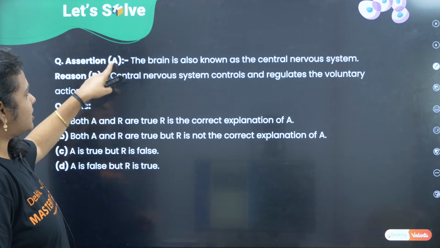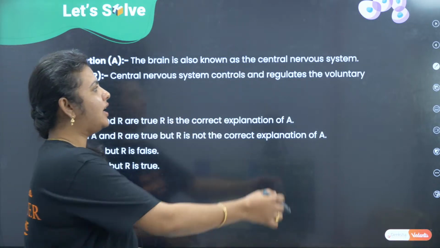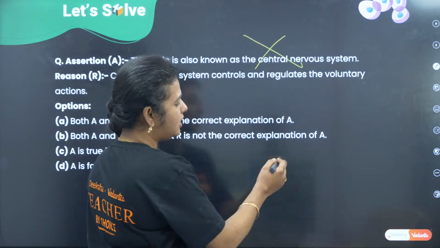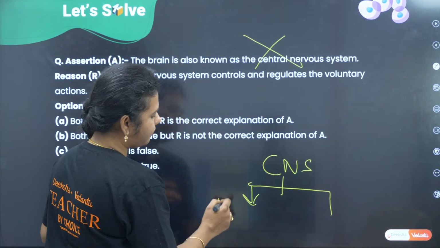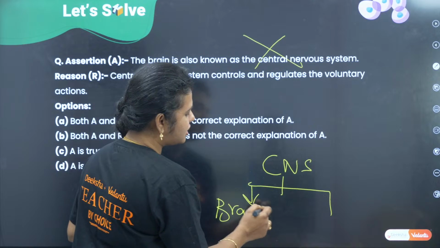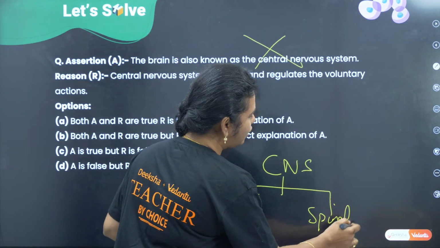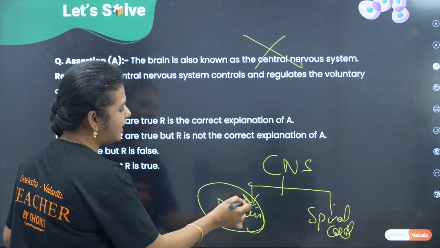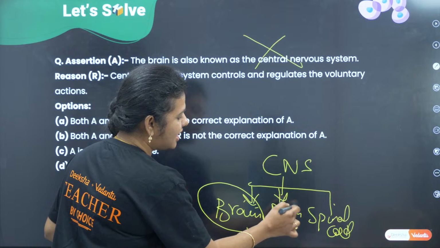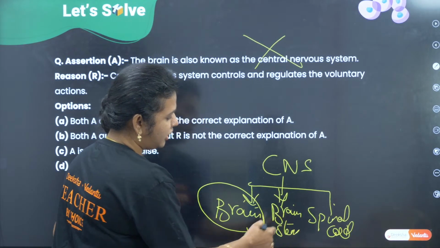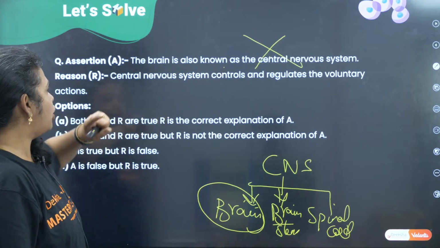So what is the assertion telling? The brain is also known as the central nervous system. Definitely no. Central nervous system is going to be comprising of brain and spinal cord. Correct? So I will not call brain a central nervous system. In fact, we additionally added the brain stem here, if you remember the first slide. Correct? So this is definitely false.